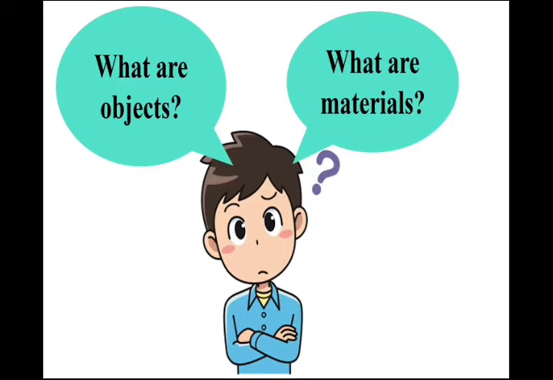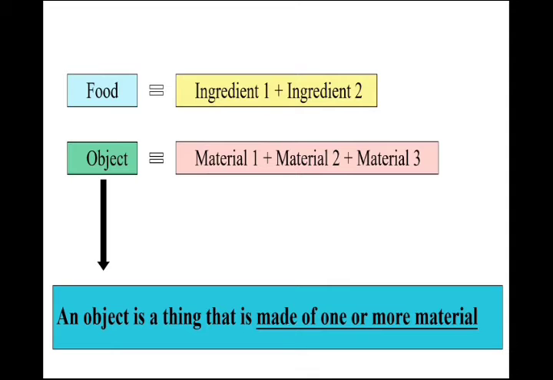Okay, before moving into the chapter, it is very important to know what objects are and what materials are, and how they are different from one another. We have already learned in the previous chapter, food is made up of more than one ingredient. And how are objects made? They are made up of more than one material. Okay, generally you can say that an object is a thing that is made up of one or more materials.